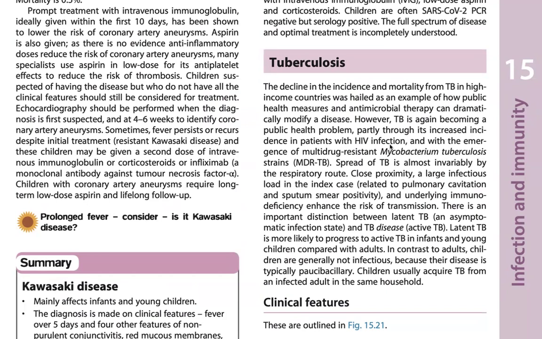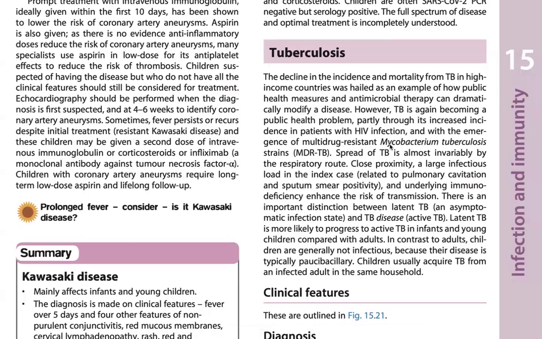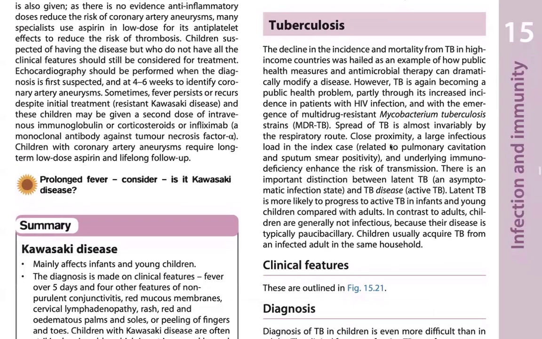Pulmonary cavitation, sputum smear positivity, and underlying immunodeficiency enhance the risk of transmission. There is an important distinction between latent TB, an asymptomatic infection, and serious TB disease, active TB. Latent TB is more likely to progress to active TB in infants and young children compared with adults. In contrast to adults, children are generally not infectious because their disease is typically paucibacillary. Children usually acquire TB from an infected adult in the same household.